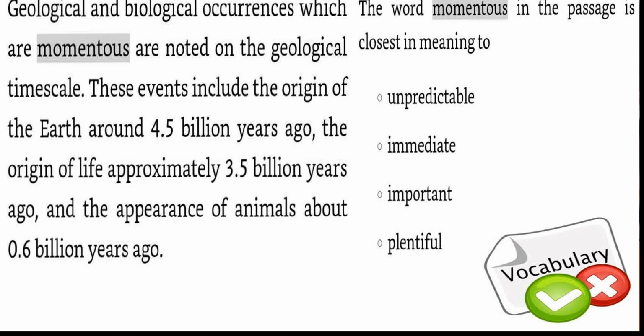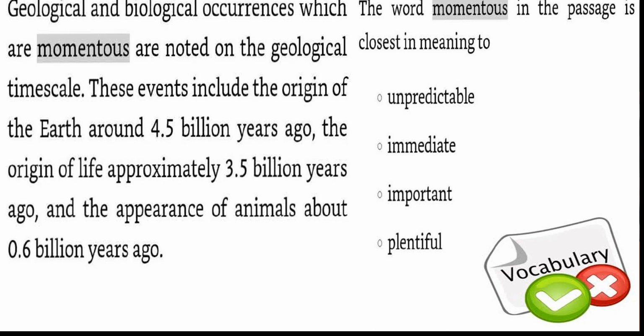So try this one. Geological and biological occurrences which are momentous are noted on the geological timescale. These events include the origin of the Earth around 4.5 billion years ago, the origin of life approximately 3.5 billion years ago, and the appearances of animals about 0.6 billion years ago. So the word momentous in the passage is closest in meaning to unpredictable, immediate, important, plentiful. The third answer is correct, important.